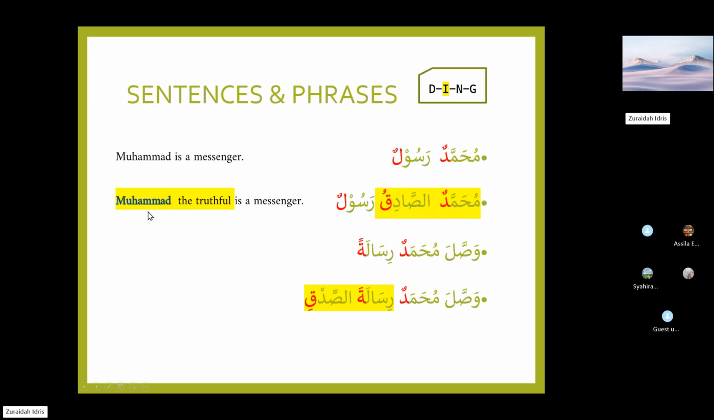Okay, and the translation is Muhammad, the truthful or sadiq, is a messenger, because it's still in this structure. This whole thing is like replacing Muhammad. This two is actually replacing Muhammad. So we're having a longer description of who is the messenger. Muhammad the truthful is a messenger. Now here we have a different form.